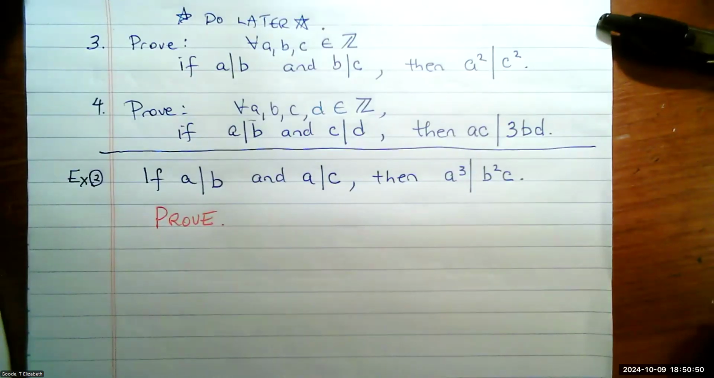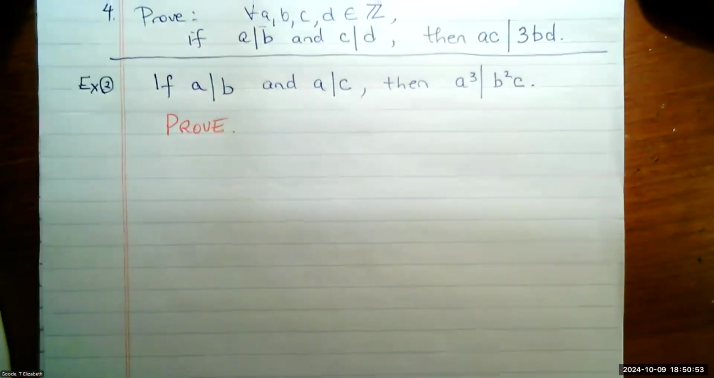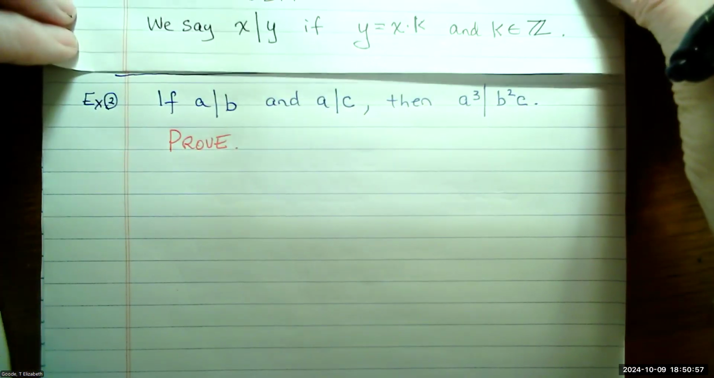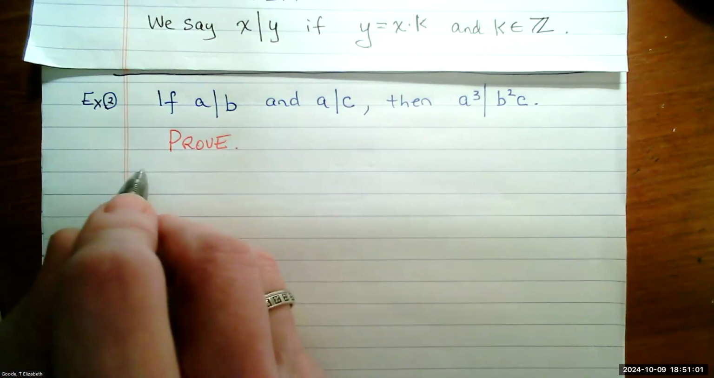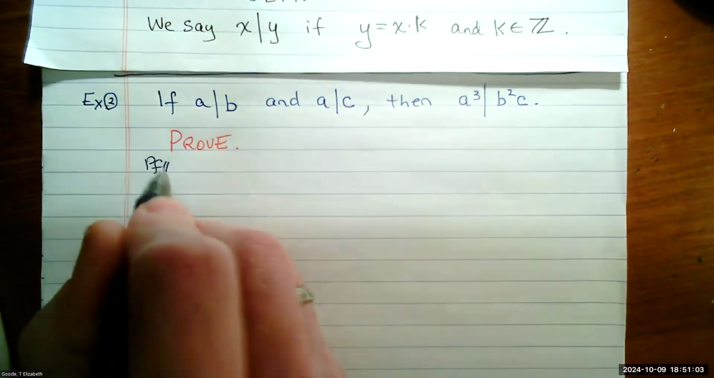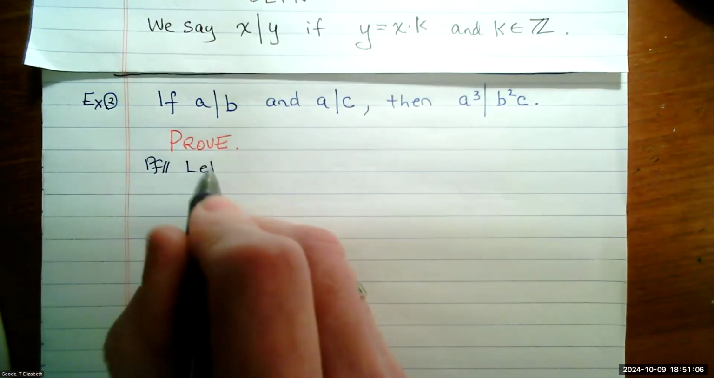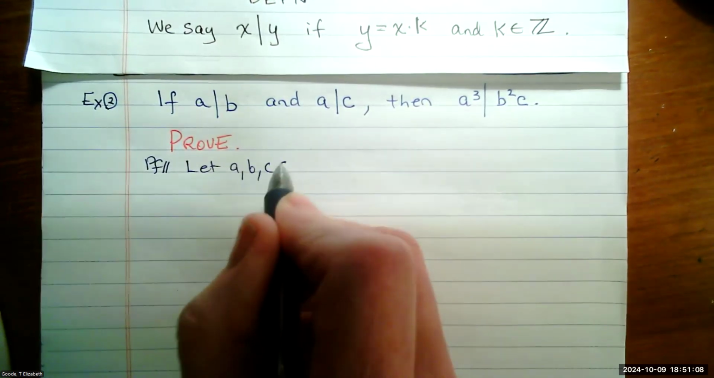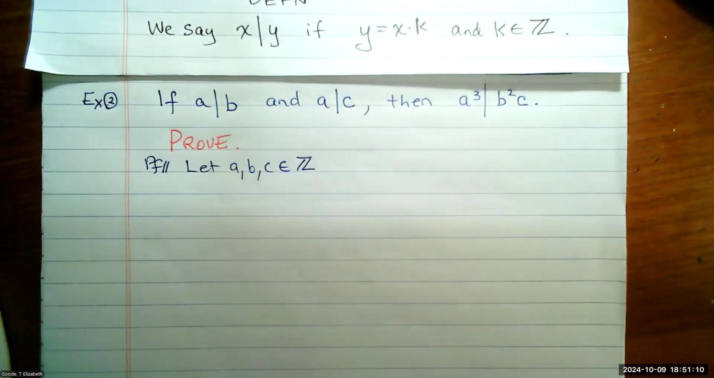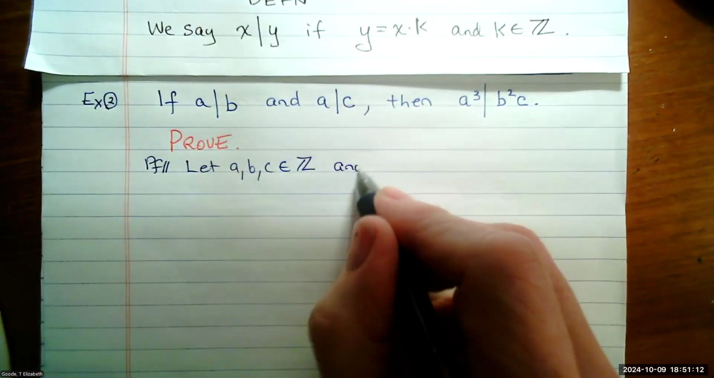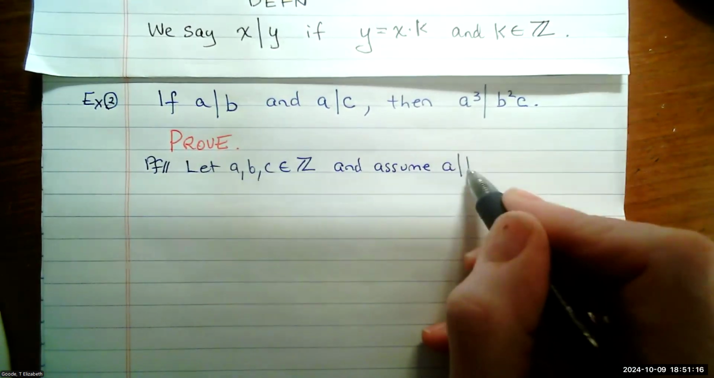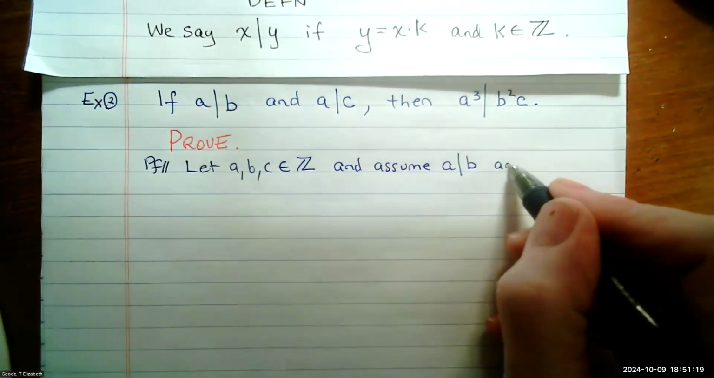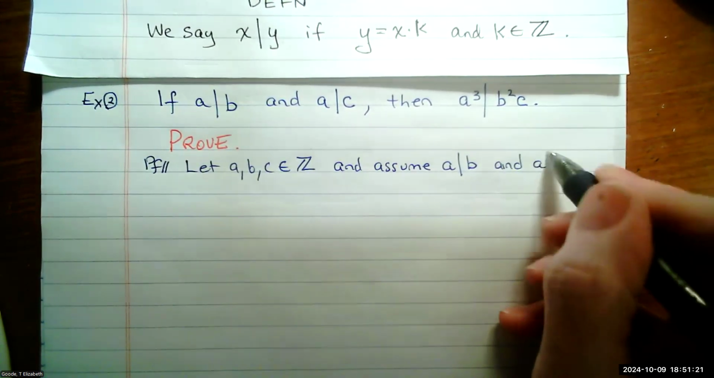All right. So let me put the definition of divides up here where we can see it. Here we go. Start our proof. We're going to let A, B, and C be in Z. It's good to tell your reader what those variables represent. And we're going to assume A divides B and A divides C. So that's our complete hypothesis there.